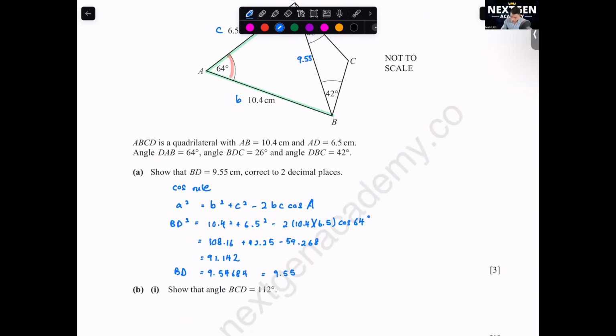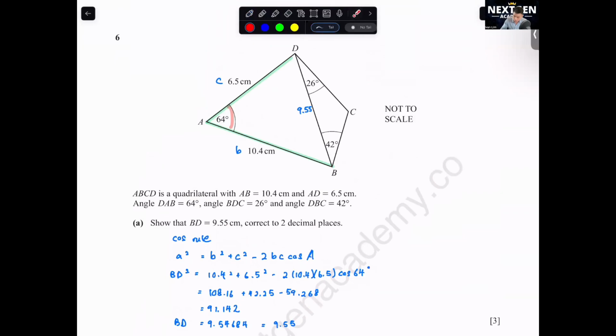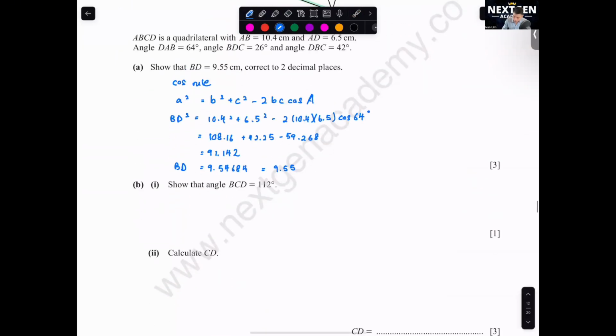55. We list it down. B1, show that angle BCD is equal to 112 degrees. Okay, BCD is just a triangle. So this one is 180. So 180 minus 26 minus 42, which is 112 degrees.